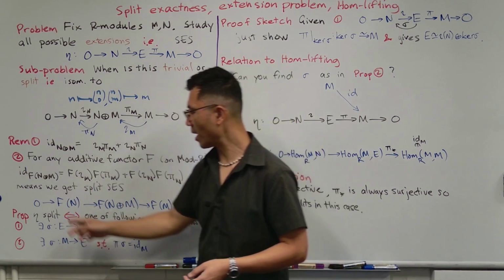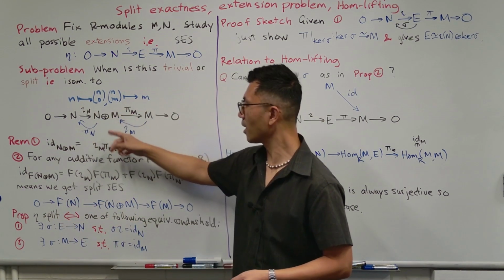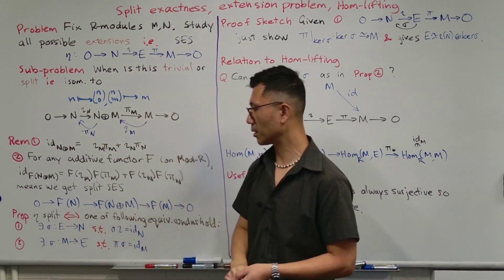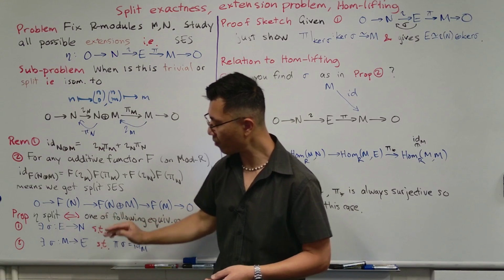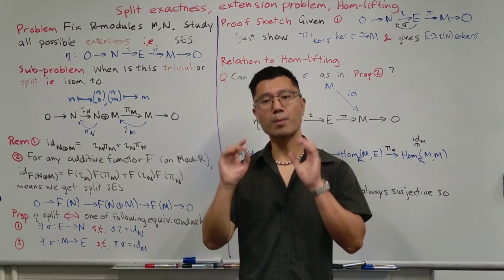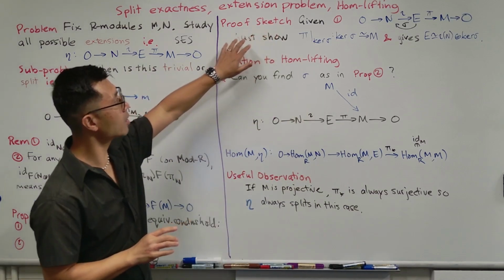So certainly eta split implies these two because we've shown that we can take these to be what are called the splitting map sigma. Okay, and the point is that with either of these conditions here, you can prove that it will be split. So I won't give you the whole proof, I'll just sketch it so hopefully you can see what's going on.